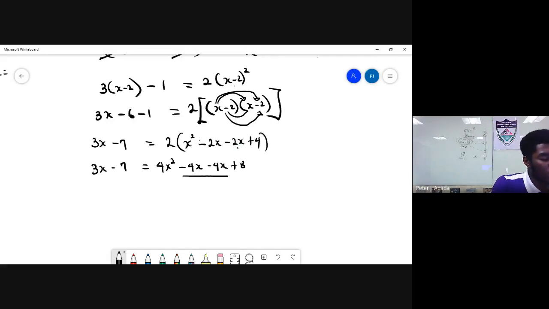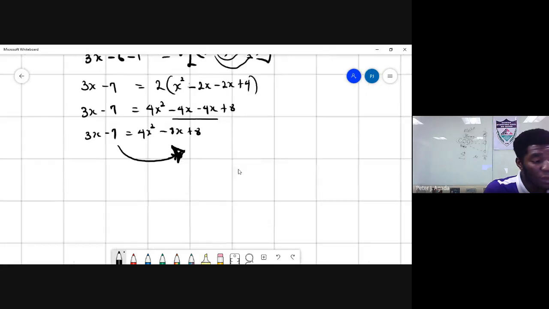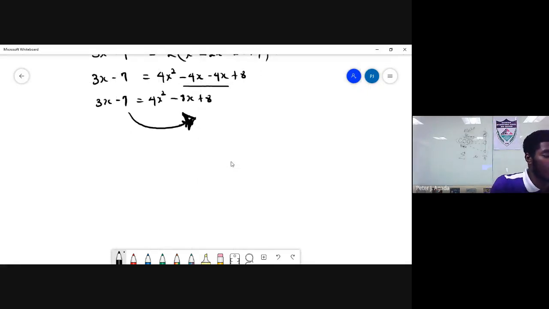So we can actually do something with this one. So 3x minus 7 is equal to 4x squared minus 8x plus 8. So let's take all of this here, because at the end of the day, we want to make sure that our x coefficient is positive. It's okay to have a negative x coefficient, depending on the kind of method you want to use in solving a quadratic equation. So for me, I'm deciding to push all of this to the right side.